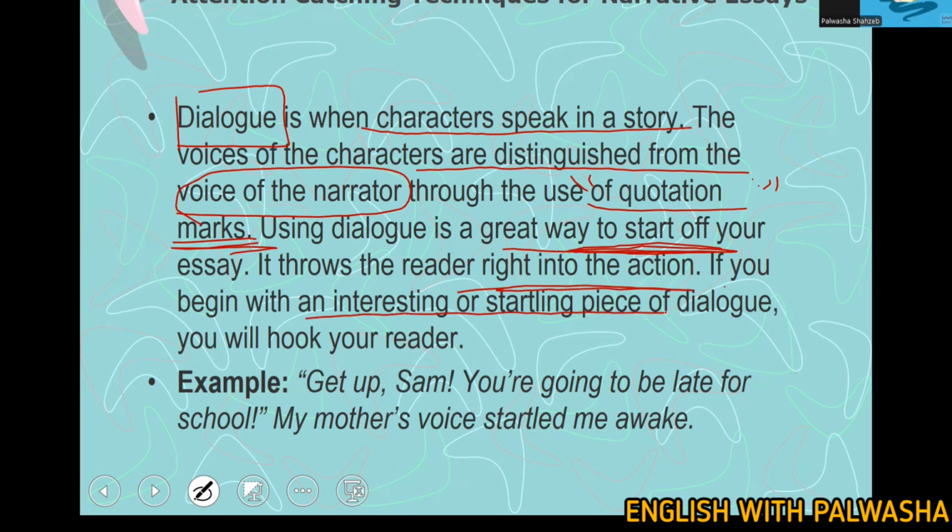Let's suppose अगर आप कह रहे हो कि I woke up early in the morning, I went to the school, लेकिन उसकी जगह if you said that "Get up Sam, you're going to be late for school," my mother's voice startled me awake. ठीक है, अगर इस तरह से आप action डाल दो, showing कर दो rather than telling, so yeah, it can easily upgrade your level of the stories, right?